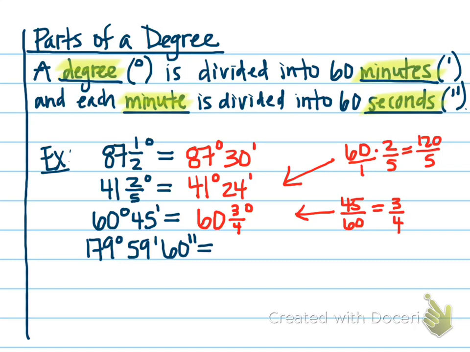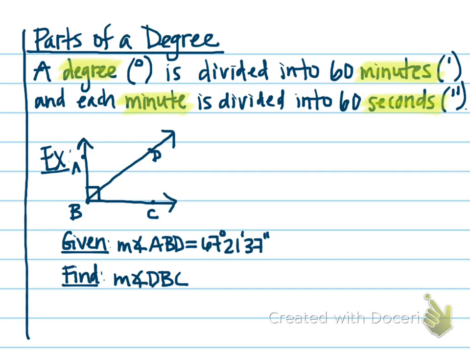Let's look at this last one. We've got 179 whole degrees. We've got 59 minutes. That's almost another whole degree. And then we have 60 seconds. Well, we just set up at the top that 60 seconds is 1 minute. So this part is 1 minute. Oh, look over here. We've got 59 minutes. If I add the 59 and the 1, we've got 60 minutes together. And I know from up at the top that 60 minutes is a whole degree. So rather than writing 60 minutes, I can just add 1 to the 179 degrees. And this is the same as just saying 180 degrees. It's just a fancy way of saying that.